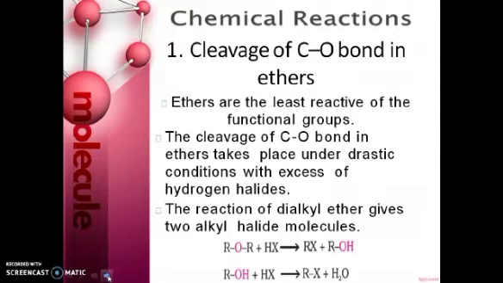The first one is the cleavage of the C-O bond in ethers. Ethers are the least reactive of the functional groups. The cleavage of the C-O bond in ethers takes place under drastic conditions with excess of hydrogen halides. The reaction of dialkyl ethers uses two hydrogen halide molecules. Here you see the reaction. When ether reacts with the hydrogen halide, they form the alkyl halide and the alcohol. Then this alcohol reacts with the other hydrogen halide and forms the alkyl halide, and water is lost.